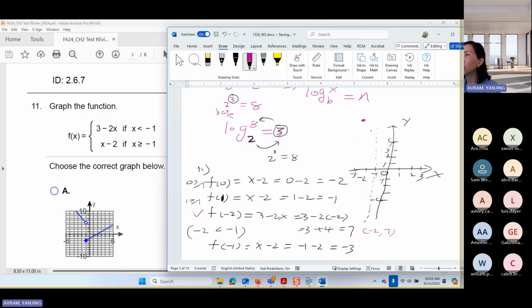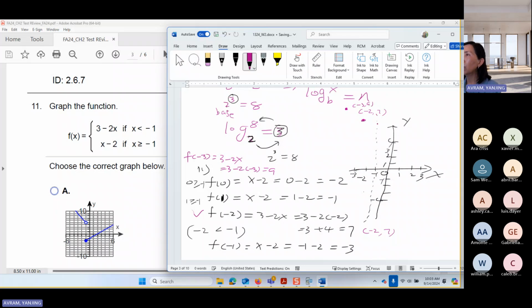All right, so that is my point, the -2 and 7. And I can also use -3, because -3 is also less than this one. Give me a little more space in here. Let's see f of -3. We're using the fourth piece, so -2 times -3 is 6, that would be 9. So -3, this will be 9 right here. All right, -3 and 9.